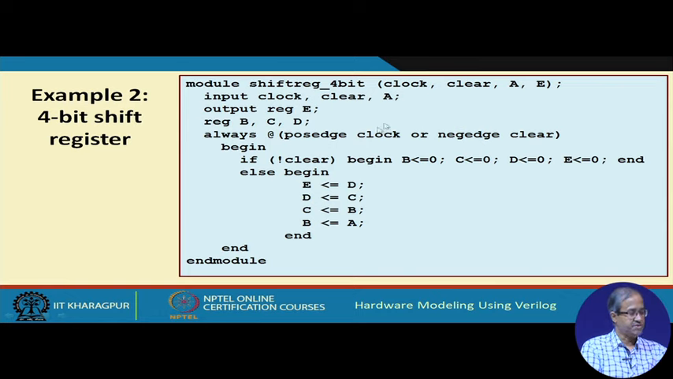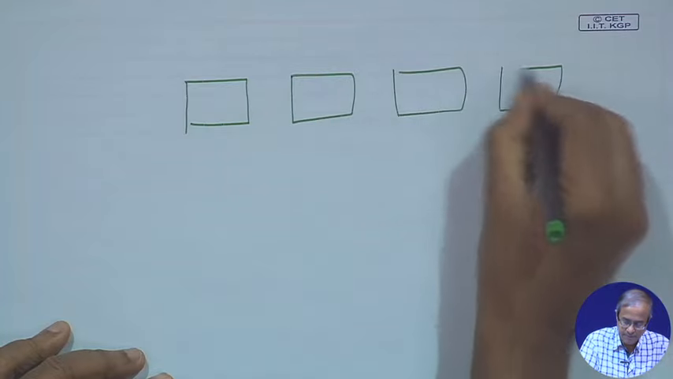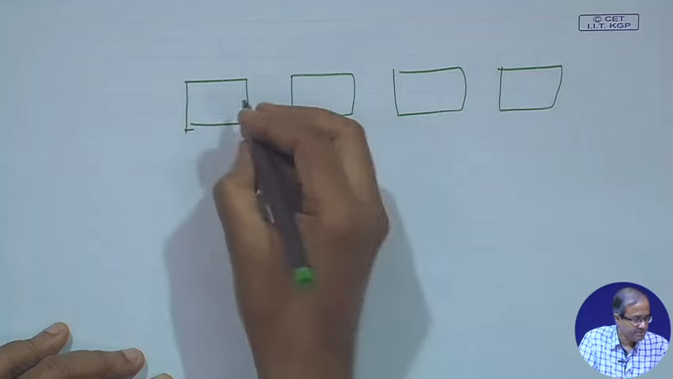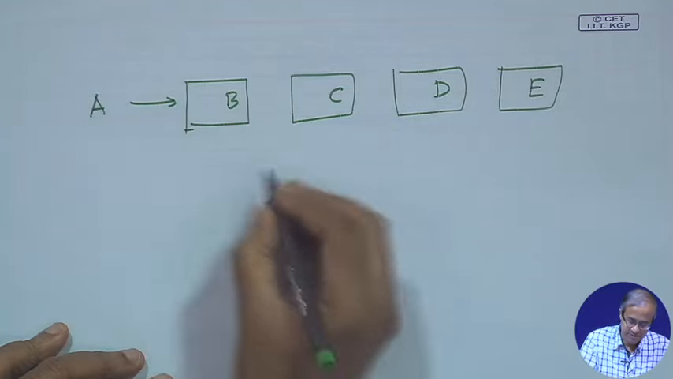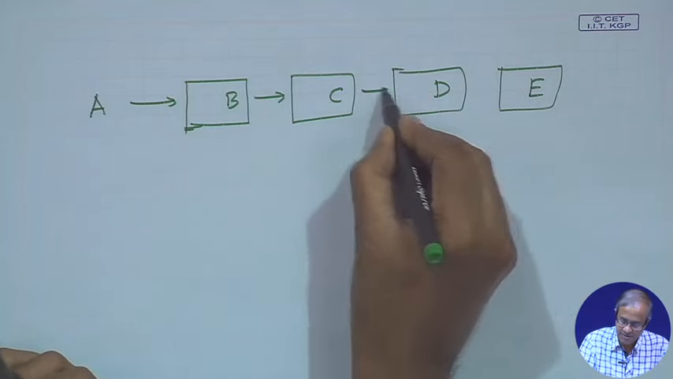Whenever there is a positive edge of the clock or the clear is negative, that is, an active-low clear, you execute this block. If the clear is 0, then you initialize all the flip flops to 0, else you carry out a shifting: D will go to E, C will go to D, B will go to C, and A goes to B, all together, because this is non-blocking. So, the 4 flip flops are B, C, D and E, and you are applying A from outside. This is how the shift register is supposed to work.